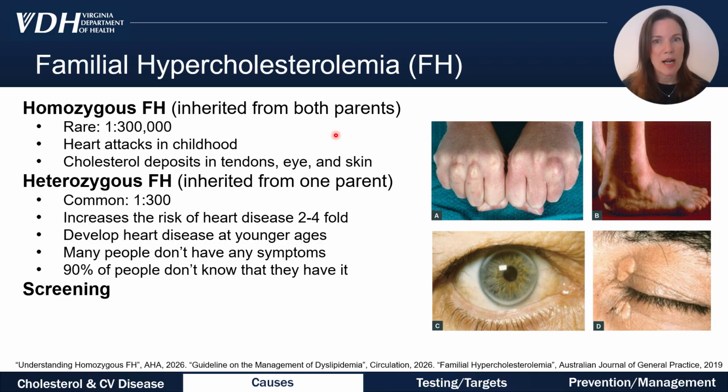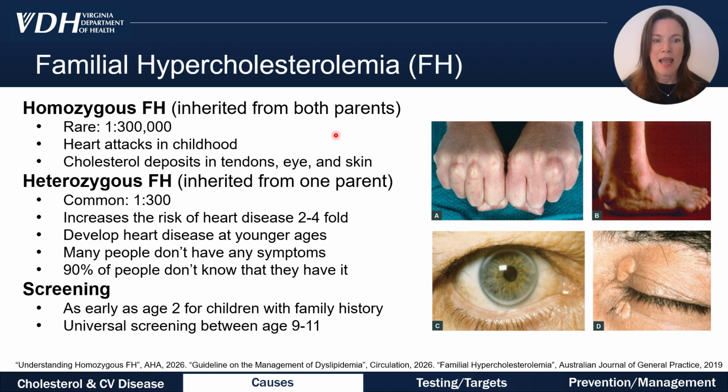So the screening recommendations for this are to start as early as age 2 for children who have a family history of familial hypercholesterolemia, and to do universal screening for children between the ages of 9 to 11 to catch any other cases. And if someone in the family is diagnosed with familial hypercholesterolemia, then the recommendation is for all other first-degree relatives to be tested to see if they also have it.